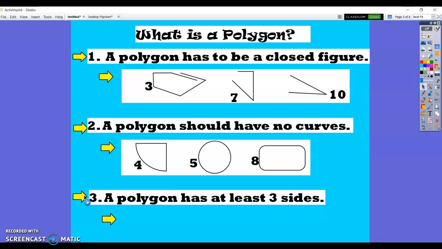Number 3, a polygon has at least 3 sides. Well, this shape has 1, 2, only 2 sides. It cannot be a closed figure. That's why it cannot be considered a polygon. So once again, in order for a shape to be called a polygon, it has to meet these 3 criteria. Number 1, a polygon has to be a closed figure. Number 2, a polygon should have no curves. It has to be straight lines only. And number 3, a polygon has at least 3 sides.